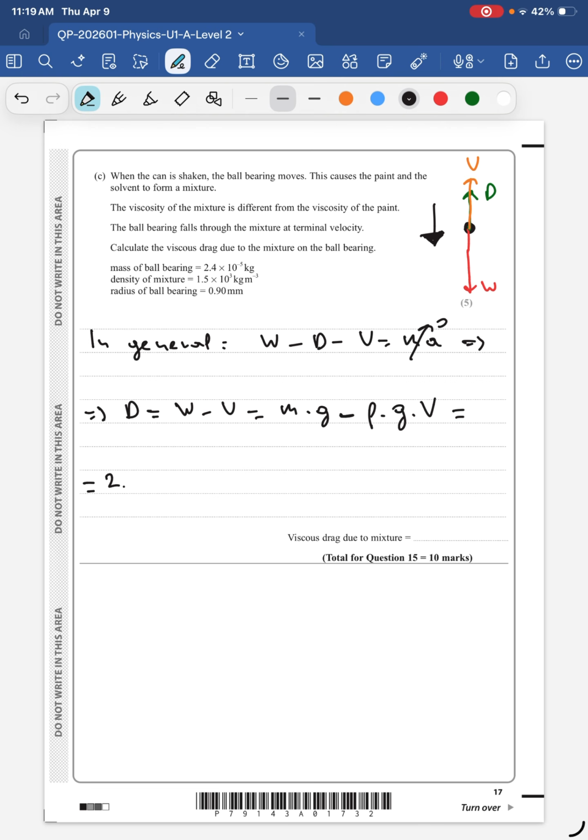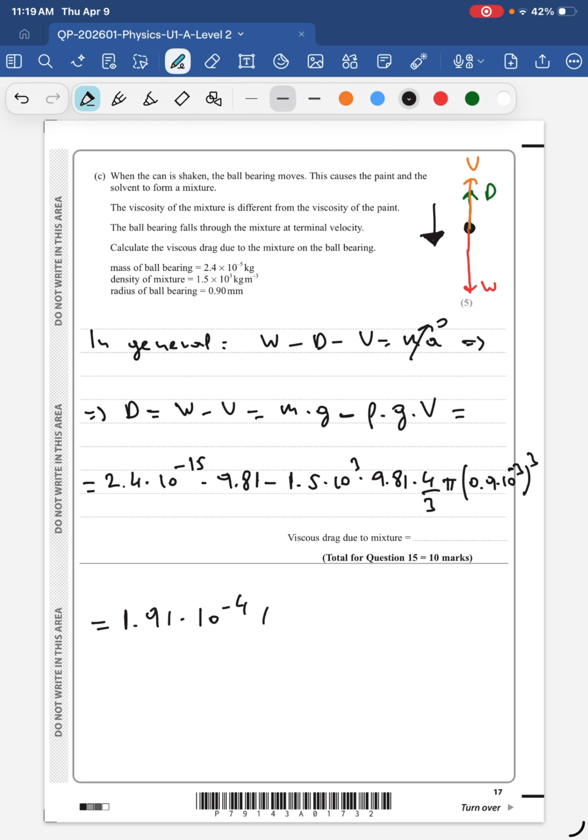The mass is 2.4 times 10 to the negative 15 times 9.81, minus the density, which is 1.5 times 10 to the third times 9.81 times 4/3 pi times the radius cubed, 0.9 times 10 to the negative 3 cubed. Okay, and if we evaluate these expressions, we find 1.91 times 10 to the negative 4 newtons, which is the answer. All right, let's move on to question 16.